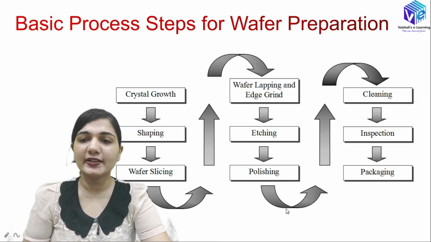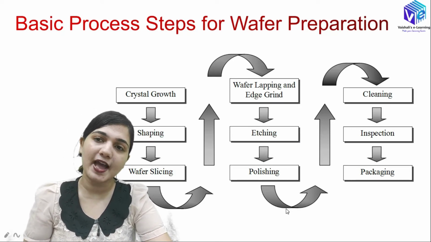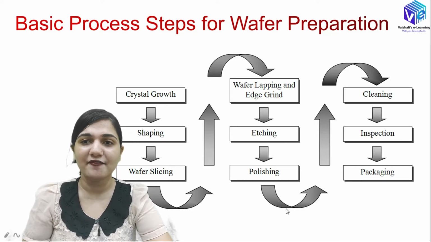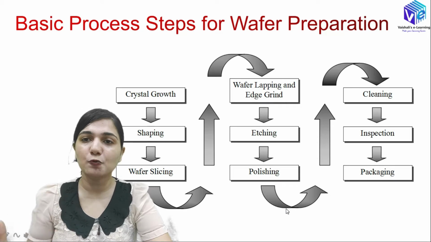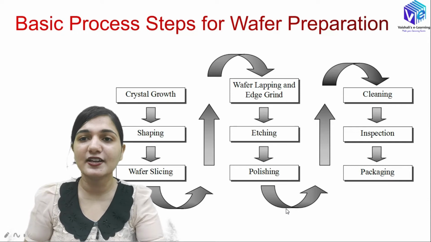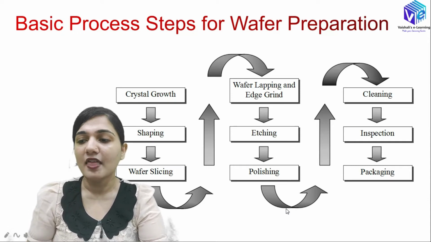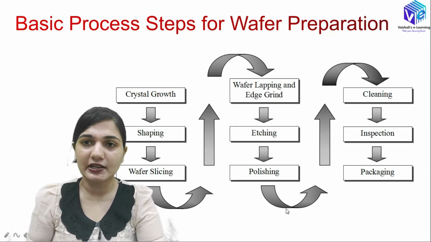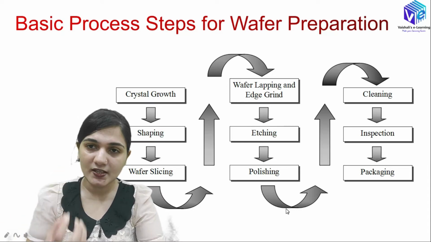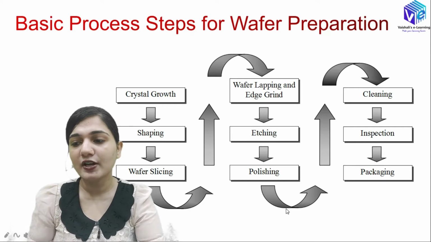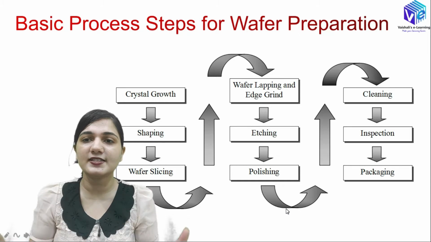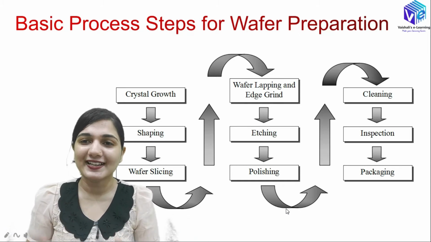Then we will be performing the etching operation so that we will have a deformation free surface. Then we will have the polishing process, again giving me a more uniform surface with less and less deformity at the surface. Now after that we will have the cleaning operation, so that the impurities present on the surface are further removed, and then we will be having inspection and packaging. So this is the basic flow diagram for the silicon shaping.